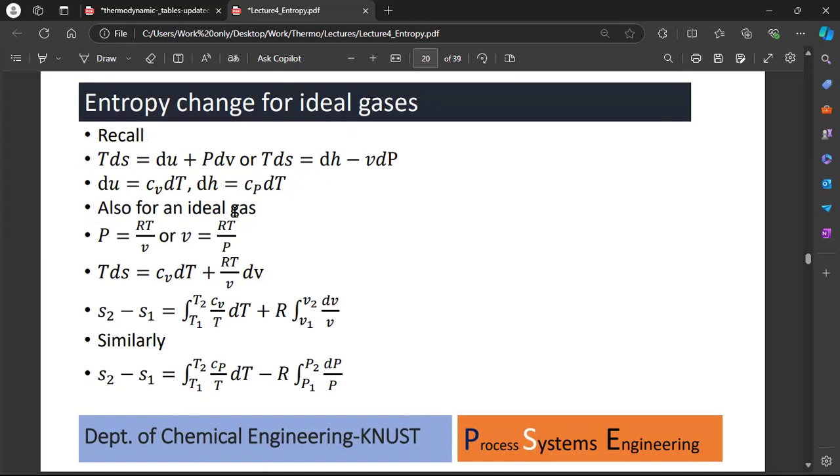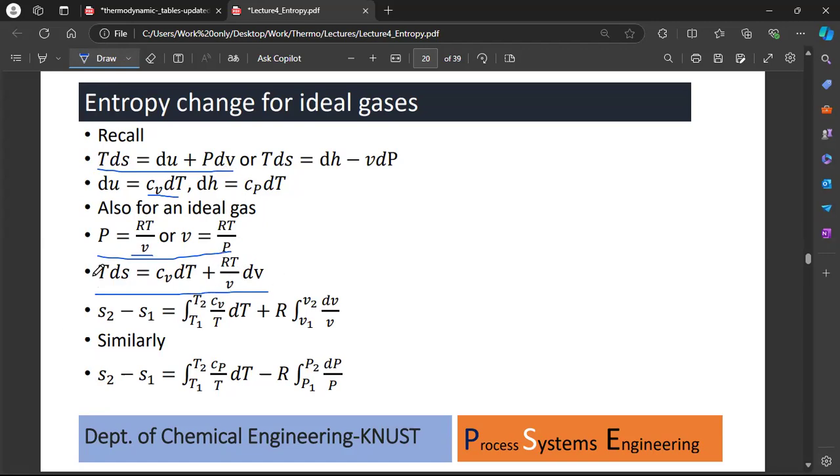Another thing to note is that for ideal gases, from the ideal gas equation, PV is equal to RT, we can make P the subject or we can make V the subject, and we get these two expressions we have here. The reason why we are doing this is because if we look at the first expression up here, realize that the dU over here, we can replace it with the CV dT, and then the P over here, we can replace it with RT over V. So when we do that, we end up with this expression. TdS becomes dU, which is CV dT, plus P, which is RT over V dV.